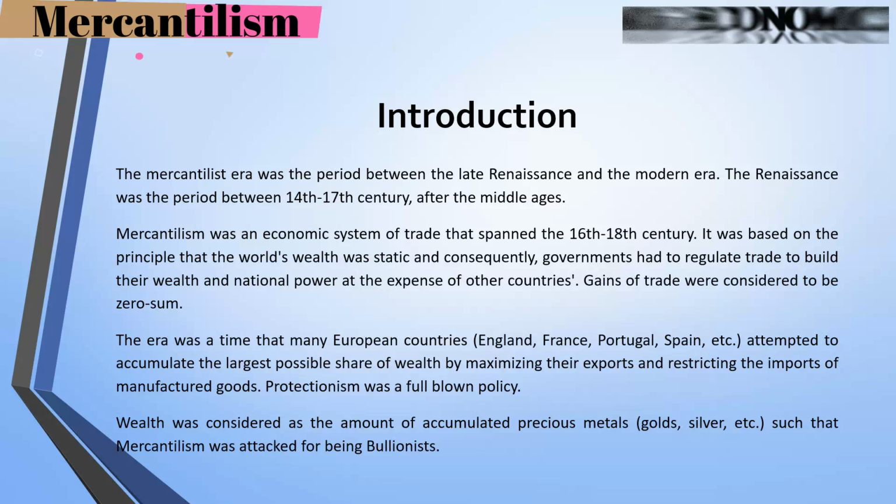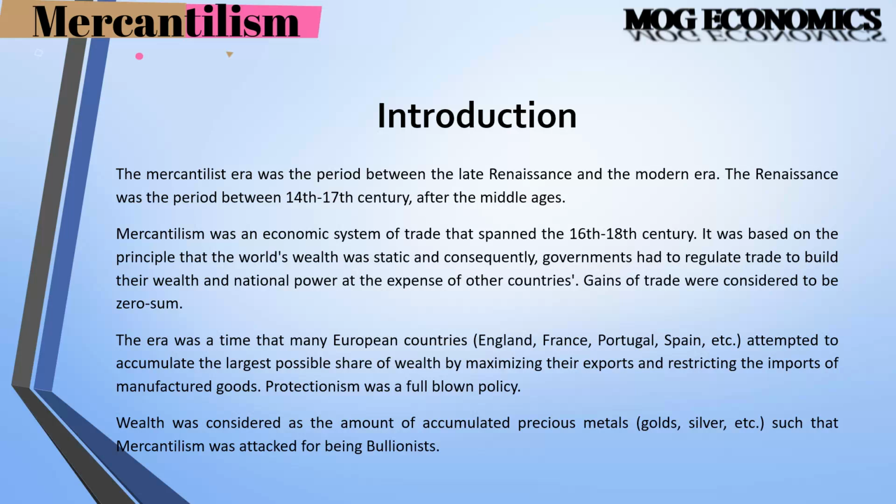All right. So let me just read this second paragraph again. Mercantilism was an economic system of trade that spanned the 16th to 18th century. It was based on the principle that the world's wealth was static, and consequently, governments had to regulate trade to build their wealth and national power at the expense of other countries. I already explained that. So gains of trade were considered to be zero-sum. So it's not like today when, based on what we've understood from Ricardo's theory of comparative advantage, we know that everybody benefits from trade. But in this era, they didn't see it like that.